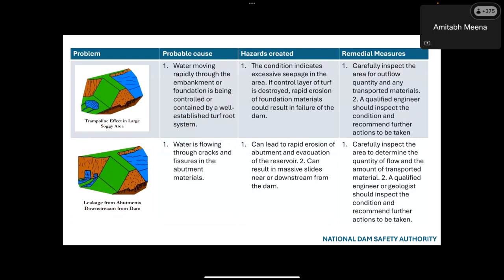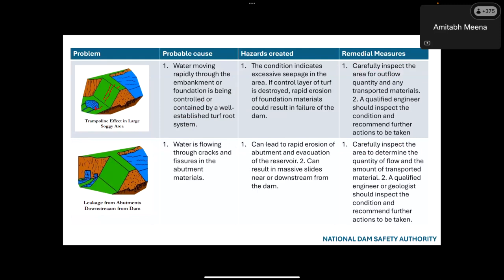Similarly, in this case, see this trampoline effect in a large soggy area. The water is appearing at this place. It's not appearing from the slope or somewhere, but it is appearing a little far from the toe.